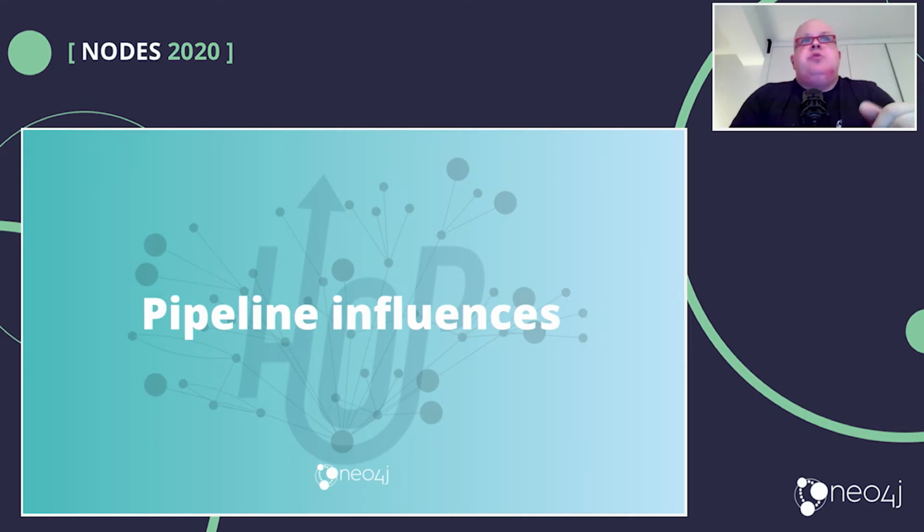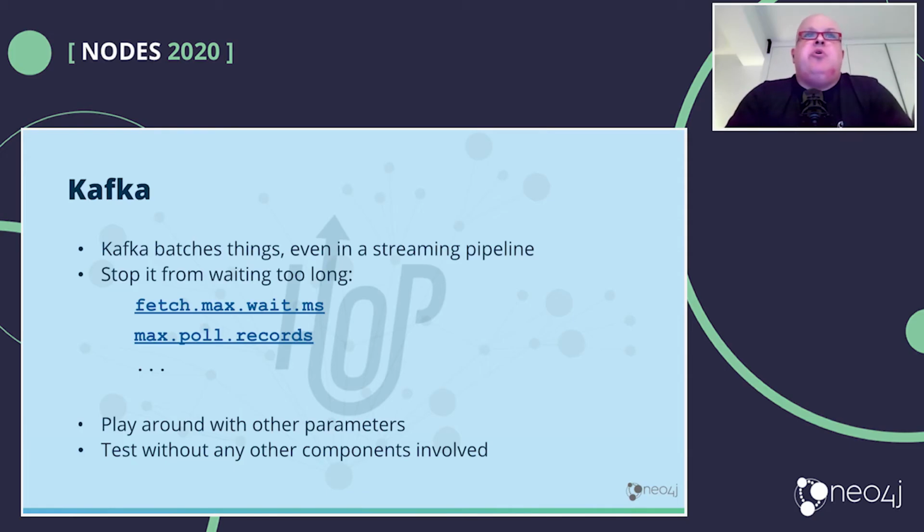Okay, so what are the things that influence this pipeline? Kafka is actually a big part of it, because Kafka batches things up. Even in a streaming pipeline, you need to stop it from waiting too long. You need to specifically set things like fetch max wait in milliseconds or the max poll records. And there's a whole bunch of parameters that you can set in Kafka, and they all have an influence.